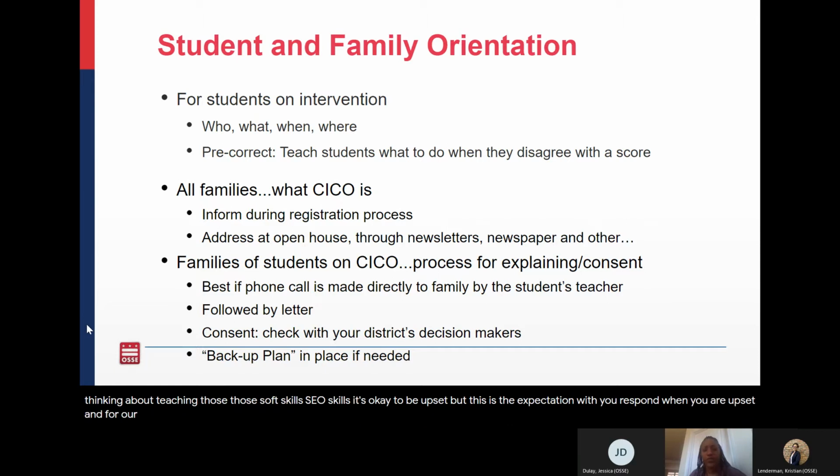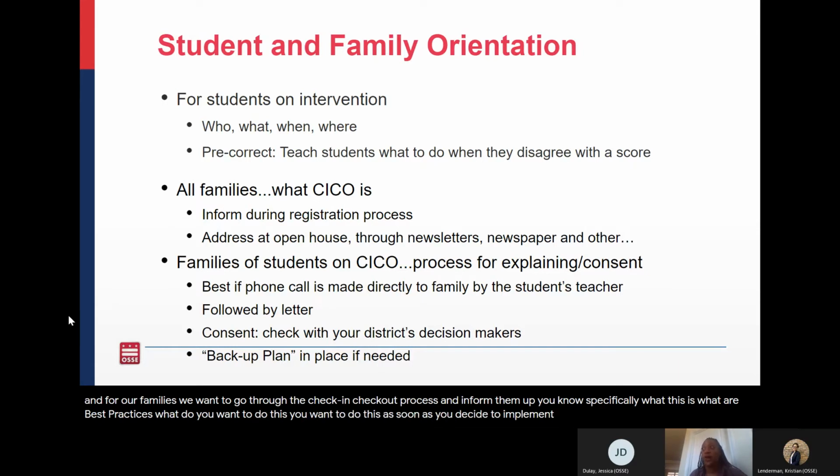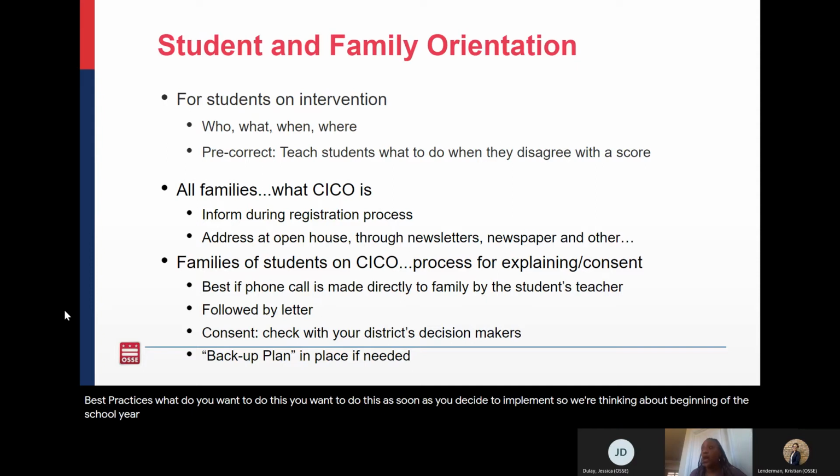And for our families, we want to go through the check-in, check-out process and inform them of, specifically what this is, what are best practices. When do you want to do this? You want to do this as soon as you decide to implement. So if we're thinking about beginning of the school year, when students are coming in to register, when you're handing them a handbook, this could be a part of that handbook.